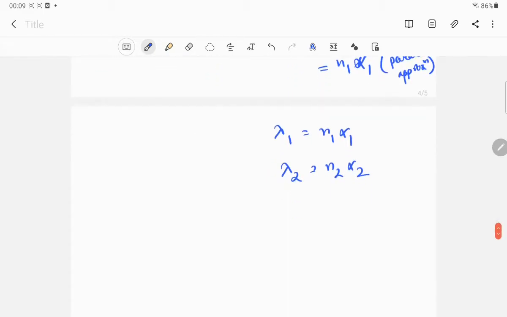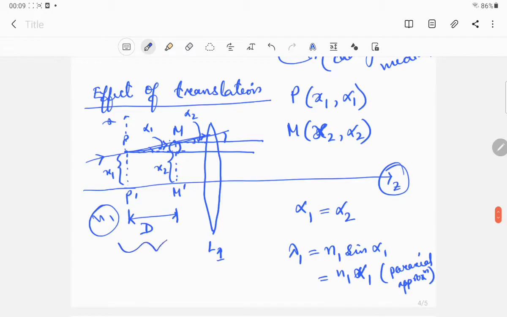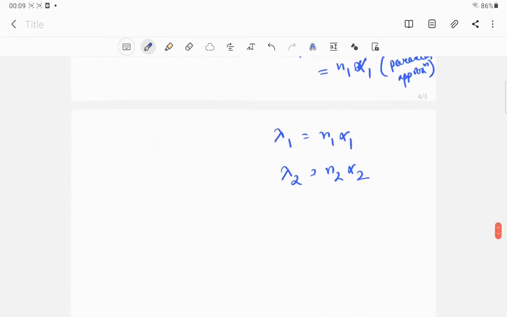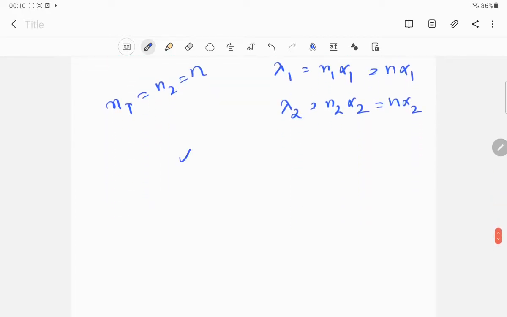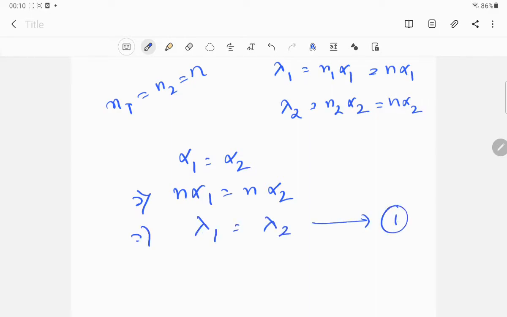You can see that on this side the refractive index doesn't change. That means n1 is equal to n2 equal to n. So that is nothing but n alpha 1 and n alpha 2. We already have alpha 1 equal to alpha 2. If I multiply both sides by n, that is nothing but lambda 1 equal to lambda 2. That is our first equation.